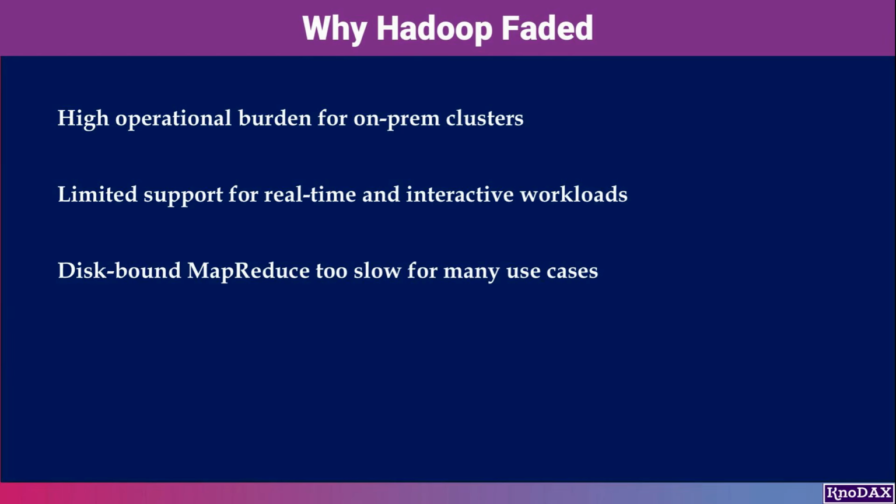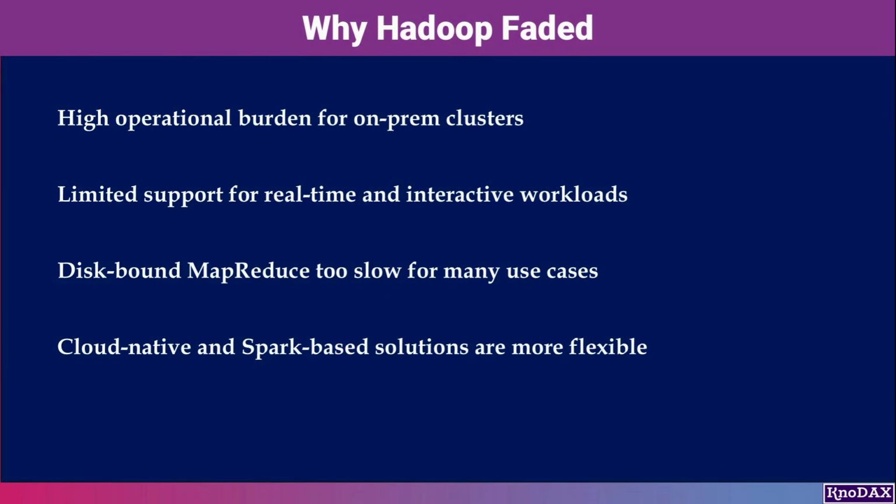Another major limitation was that MapReduce was heavily disk-bound and slow for many use cases. As data volumes exploded and workloads became more dynamic, organizations needed engines that could operate in memory and deliver much faster performance. With the rise of the cloud, Spark-based and cloud-native architectures became far more flexible, easier to scale, and significantly faster to adopt. These modern platforms kept the good ideas from Hadoop, but removed the operational pain that held Hadoop back. And this shift is what led to today's data lake and distributed compute models on AWS and other cloud platforms.